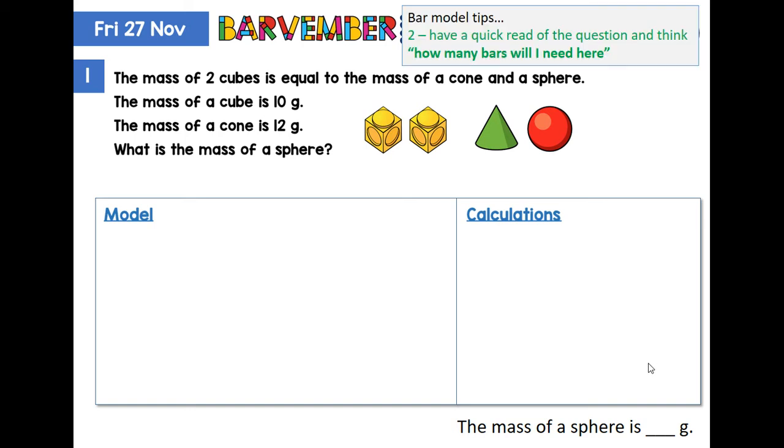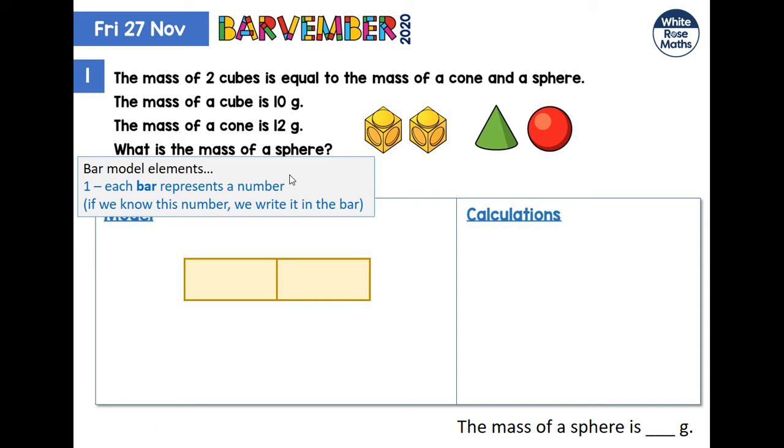We'll start question one, as always, by asking ourselves how many bars we need. Well, that's an interesting question because we've got some cones, spheres, and cubes, which suggests we might have 3 bars. But I think the first line is giving us two expressions and saying that they're equal. So I think we're going to go with these two expressions, the two cubes and the cone and the sphere. And we're told that these are equal. Okay, so I think we've got two equal bars here.